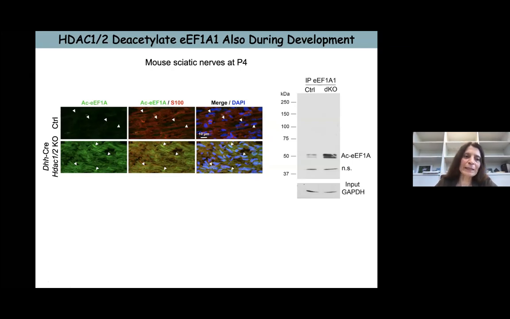What we found is that there was a huge increase of the level of acetylated EF1A. There's an antibody that detects the levels of acetylated EF1A. We saw a huge increase of acetylated EF1A in mouse pups at P4, 4 days after birth, as compared to control, where the levels were almost not detectable. And you can see here the IP of EF1A1, and then the blot for acetylated EF1A. So we concluded that HDAC1/2 deacetylate EF1A1 also during development.